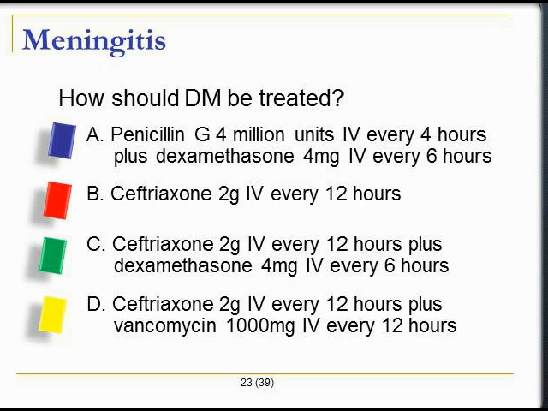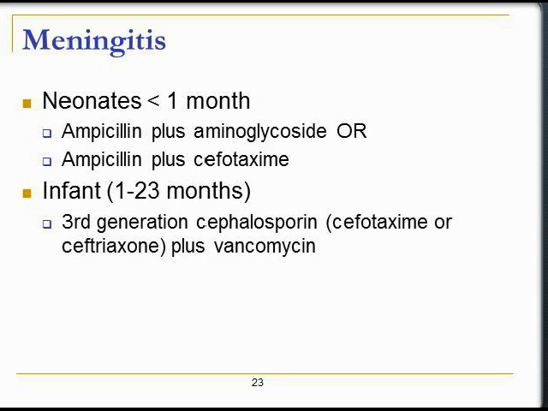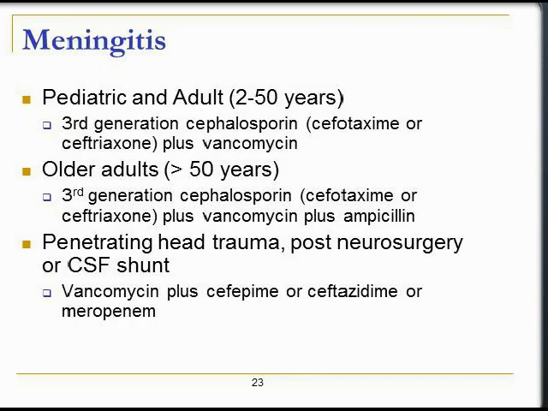Okay, good. And there actually might be a couple of correct answers here, which most people are getting both of those correct answers. So with neonates, because of the risk of listeria and group B strep, the recommended antibiotics are AMP plus aminoglycoside or AMP plus cefotaxime. With infants, third-generation cephalosporin, which is the gold standard of treatment, usually ceftriaxone plus vancomycin. Pediatrics and adults, the same thing, a third-generation cephalosporin plus vancomycin.